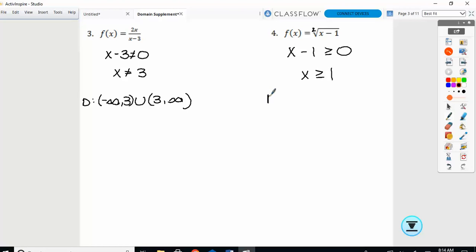How would I write that? Negative infinity. No. But you're on the right track. It's everything bigger than 1. So bracket at 1 to infinity. Equal to tells me it gets a bracket. So 1 to infinity.